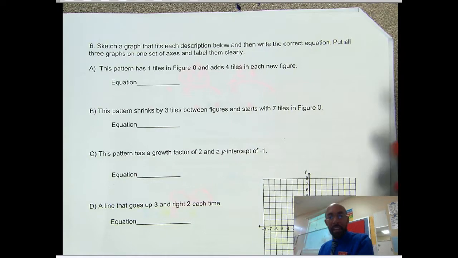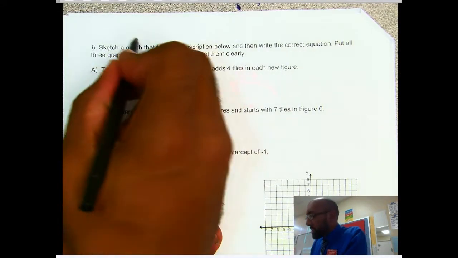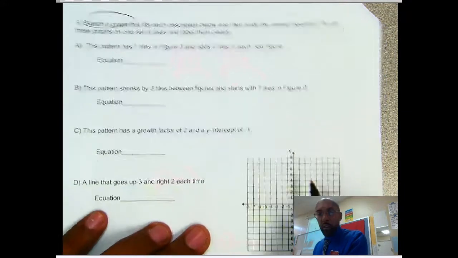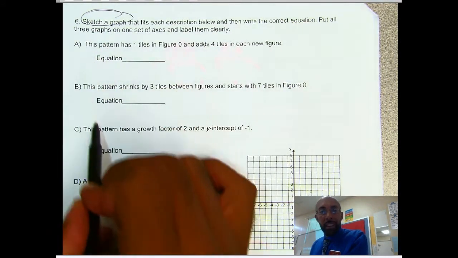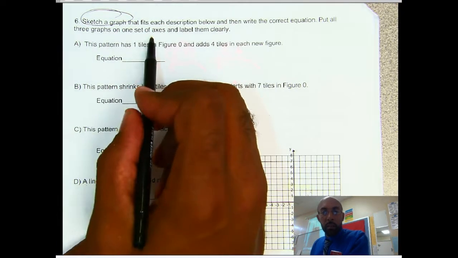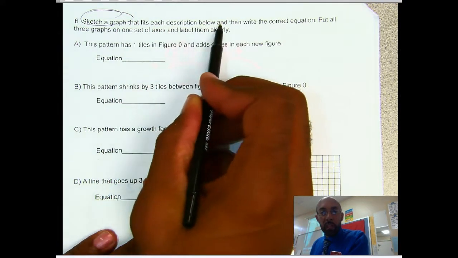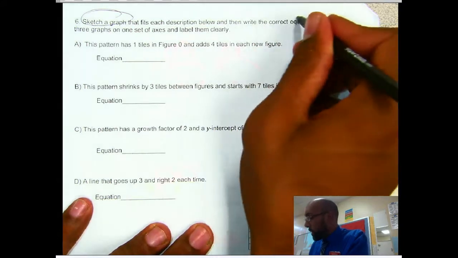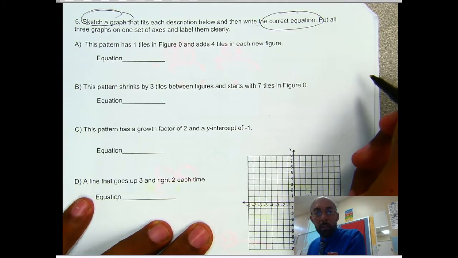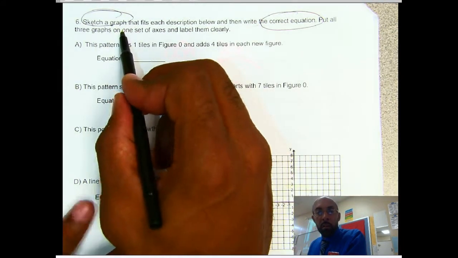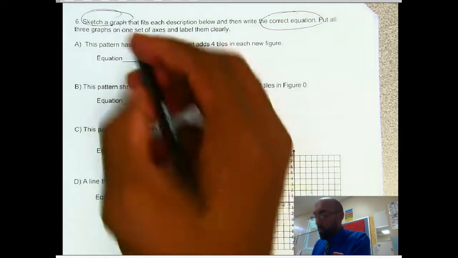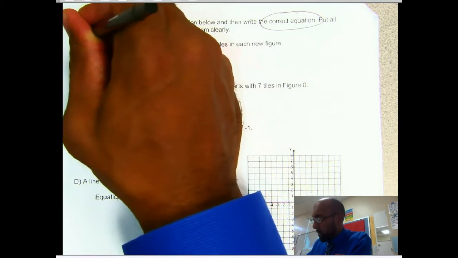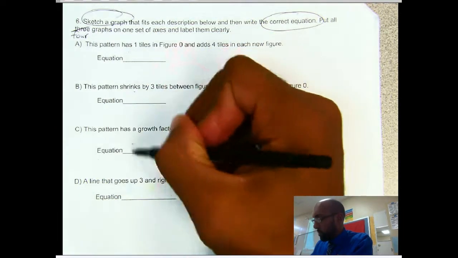All right, here's page 2. Okay, first thing is sketch a graph. So you're going to draw a graph on this coordinate plane for each of these questions. We're going to sketch the graph and then also write the equation. So you're going to put all the graphs on this plane. It says put all 3, but that should say put all 4, because there's actually 1, 2, 3, 4.